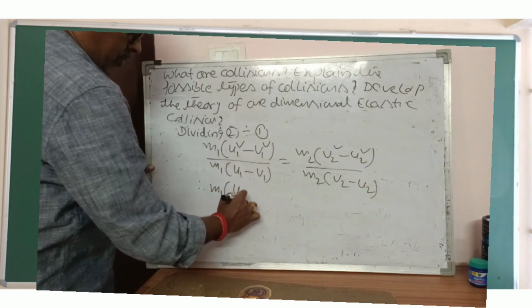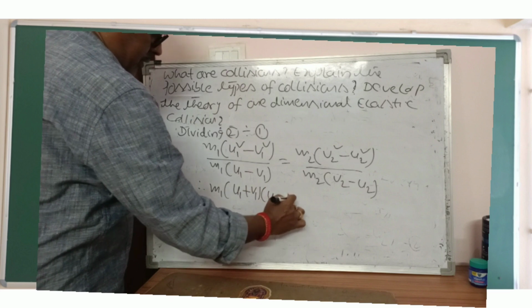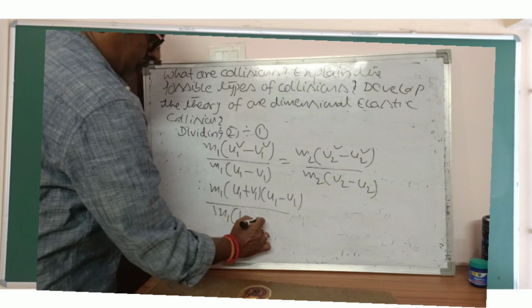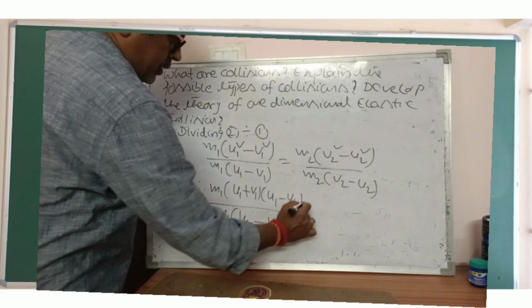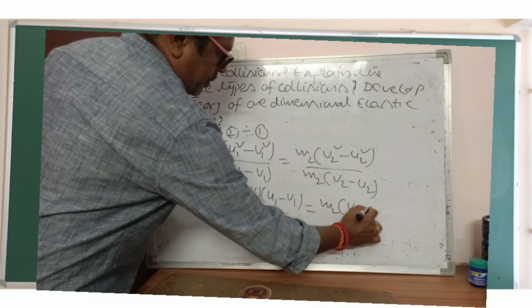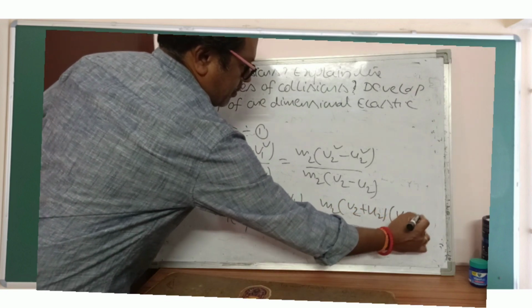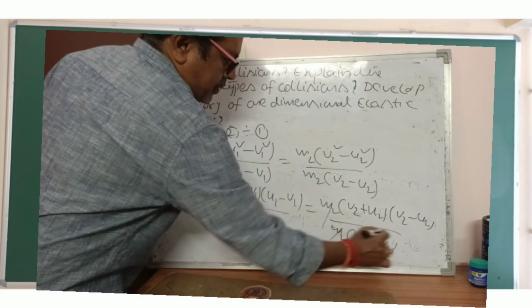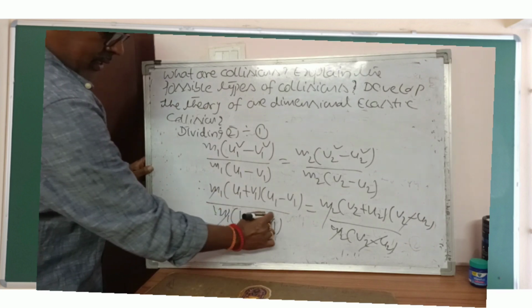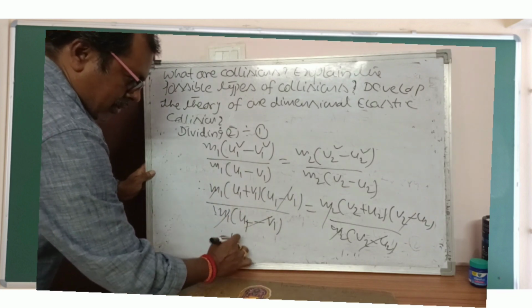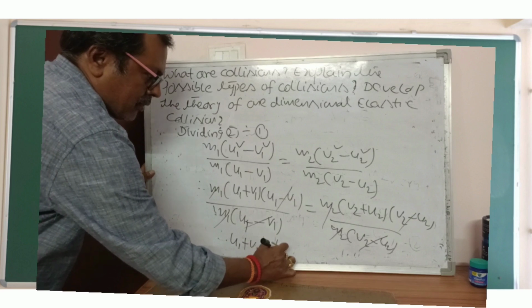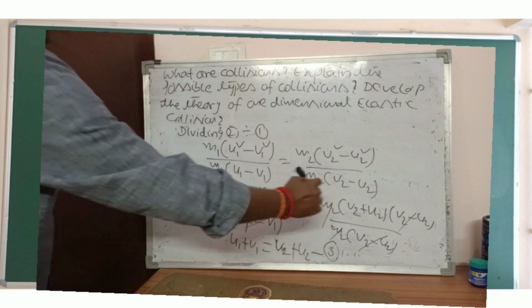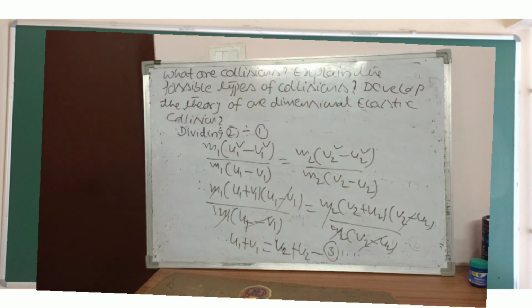Now it can be observed that the numerator is in the form of a plus b into a minus b. m1 into u1 plus v1 into u1 minus v1 by m1 into u1 minus v1 is equal to m2 into v2 plus u2 into v2 minus u2 by m2 into v2 minus u2. Therefore, corresponding terms get cancelled. m1 cancels, u1 minus v1 cancels. u1 plus v1 is equal to u2 plus v2. Let it be equation 3.